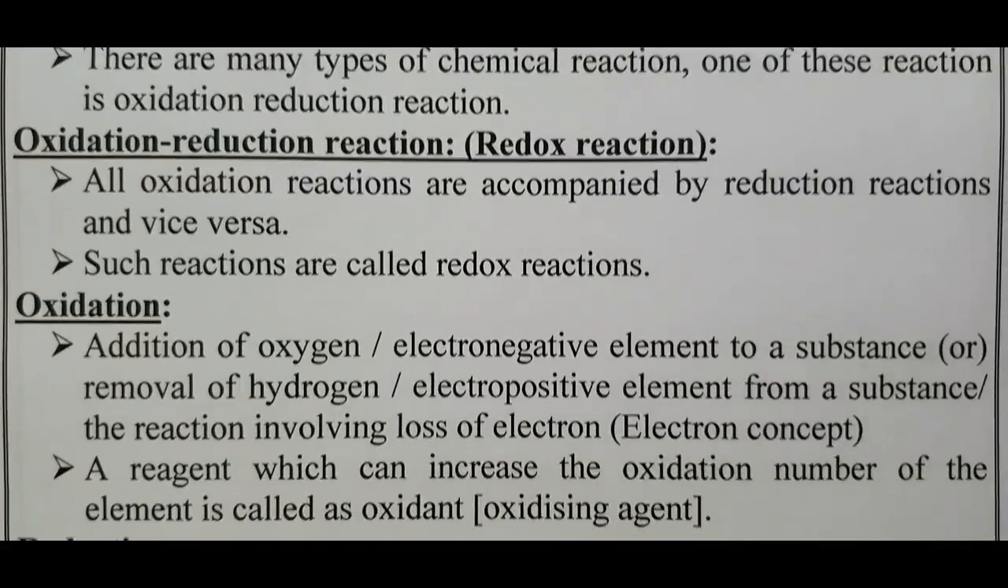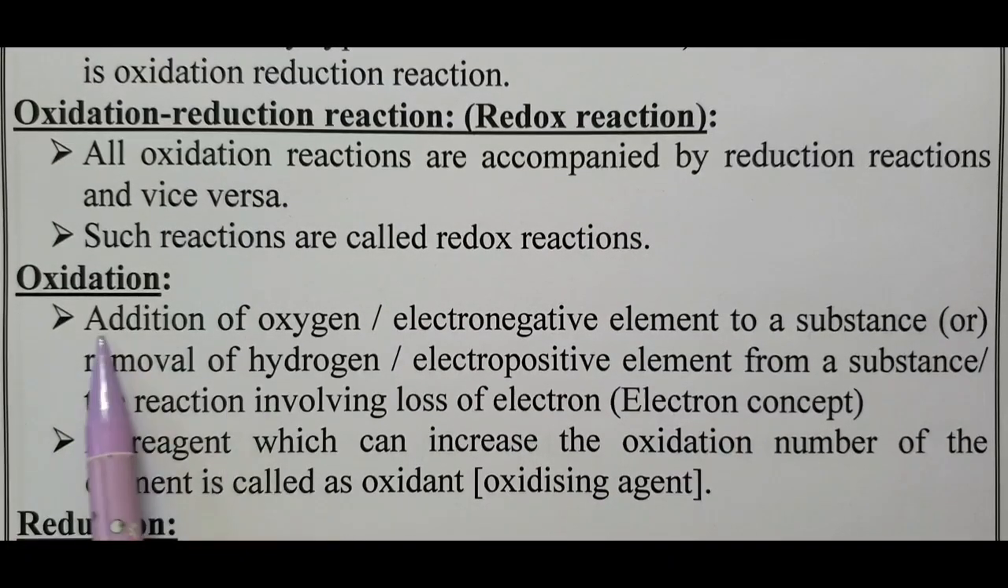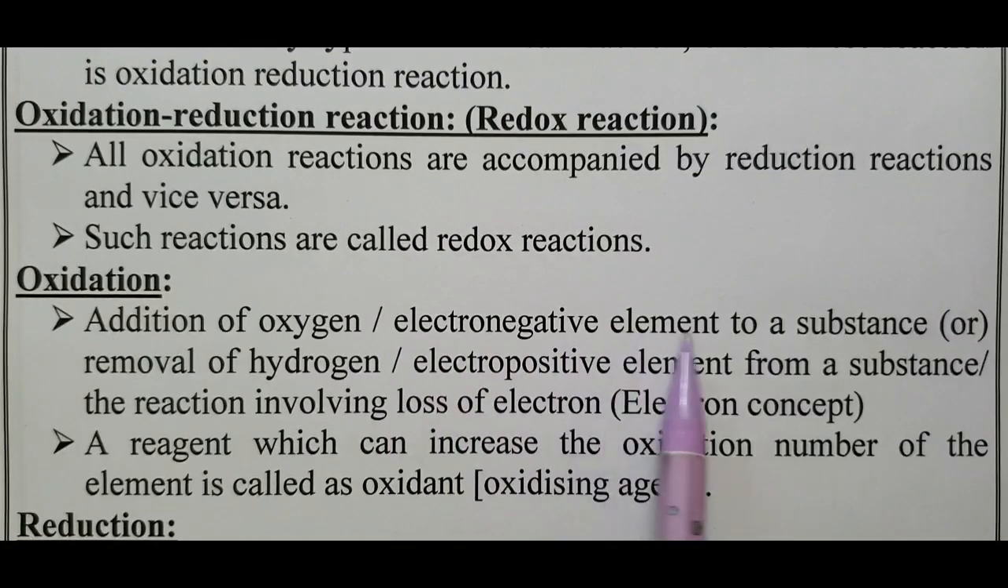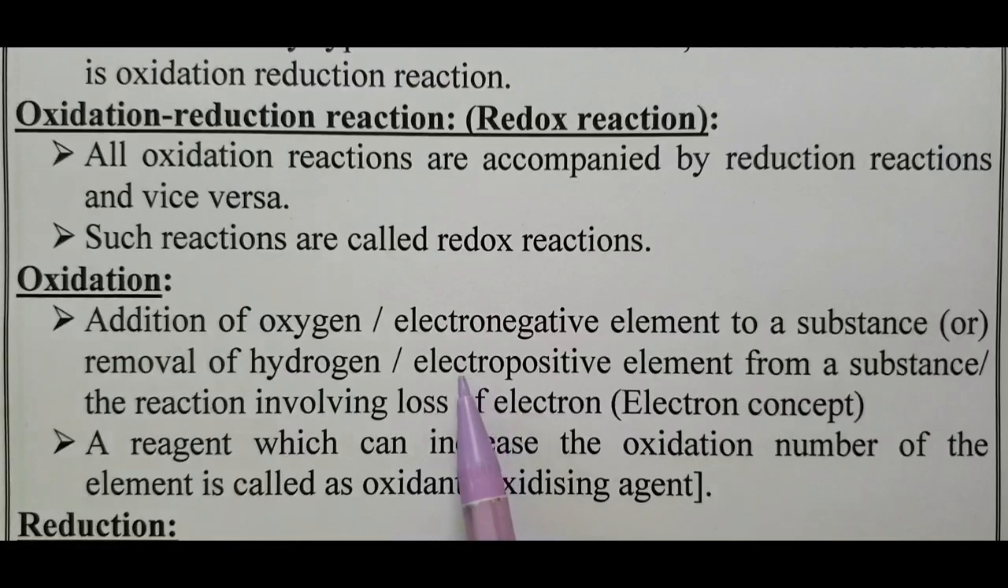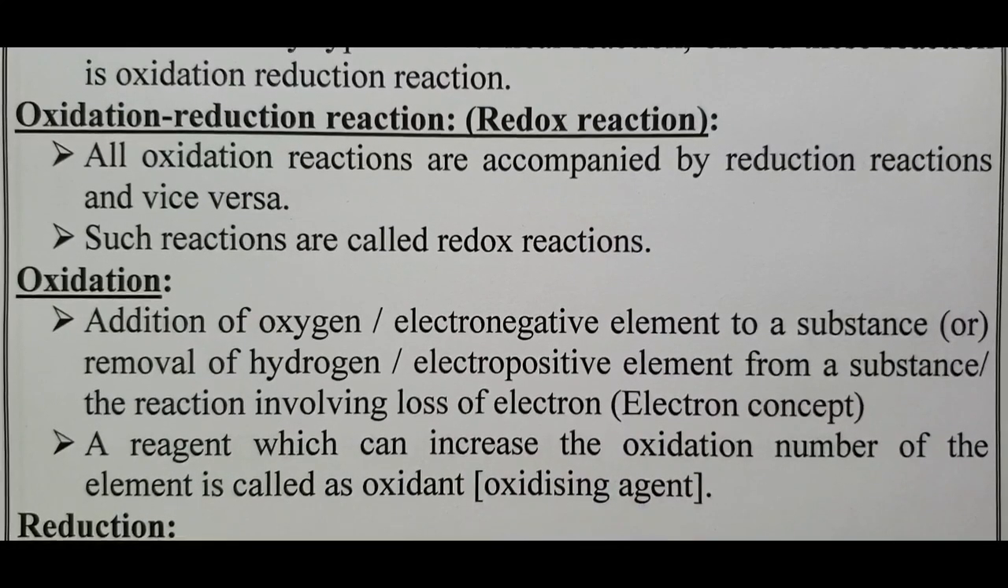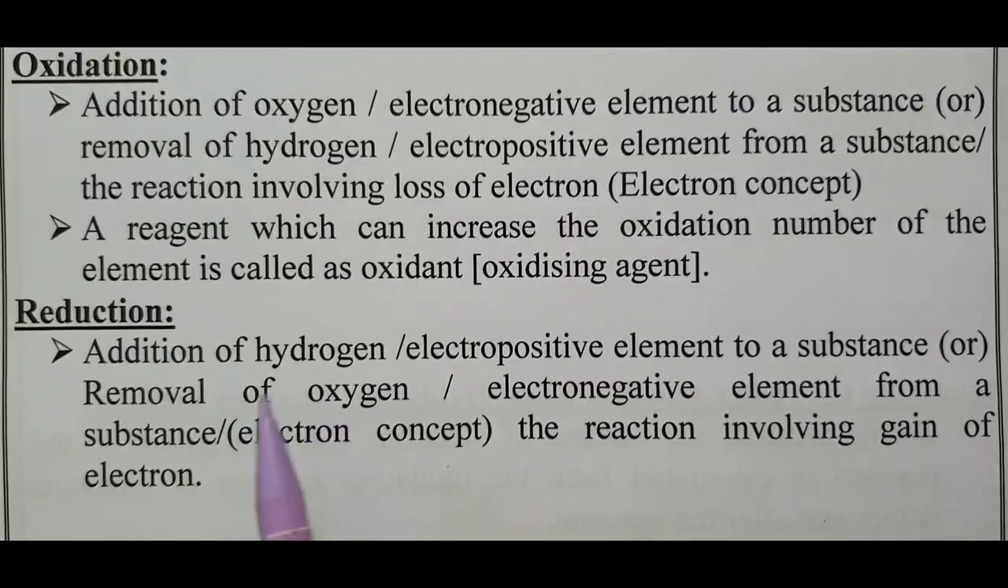What is meant by oxidation? Addition of oxygen, an electronegative element, to a substance, or removal of hydrogen, an electropositive element, from a substance. In the electronic concept, the reaction involving loss of electrons. A reagent which can increase the oxidation number of an element is called an oxidizing agent. What is meant by reduction?